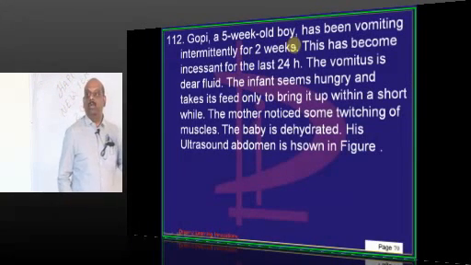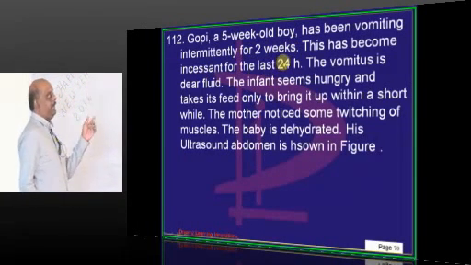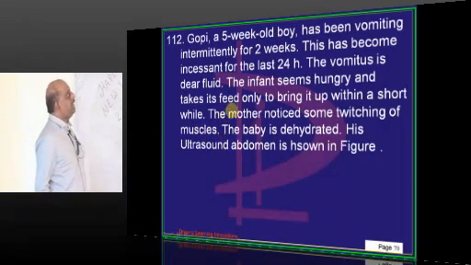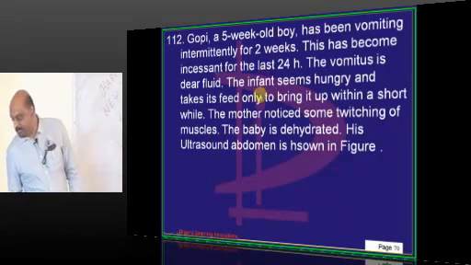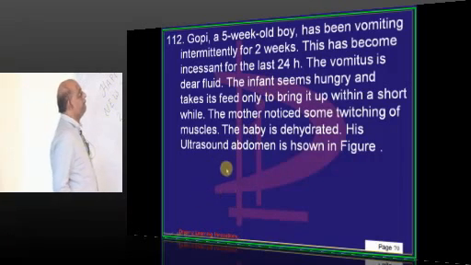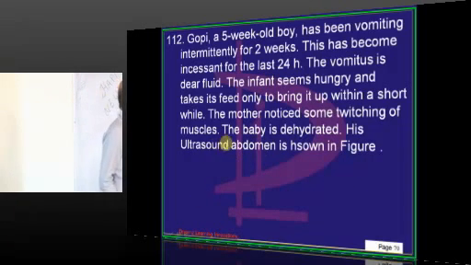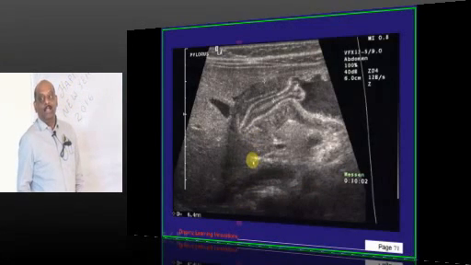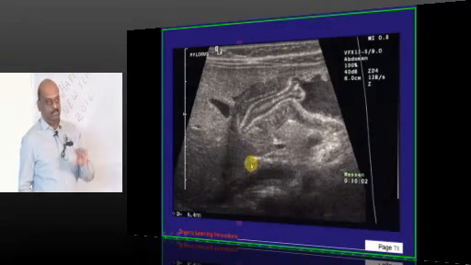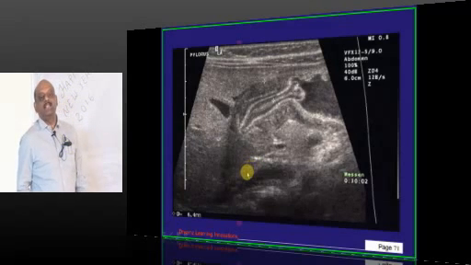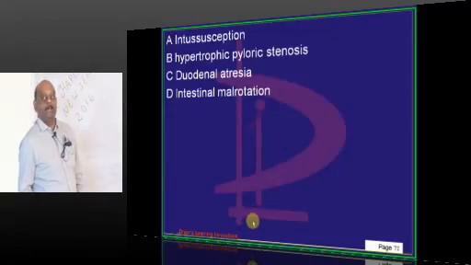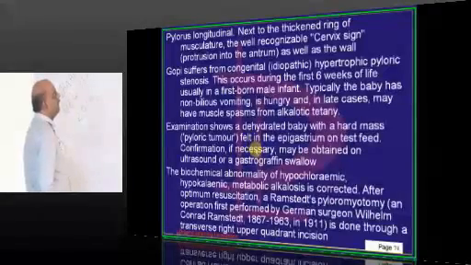Then a 5-week-old boy vomiting intermittently for 2 weeks. This became incessant for the last 24 hours. The mother noticed some twitching of muscles. Baby is dehydrated. Ultrasound abdomen, what is it showing? Thickening of the pyloric part. Which is classically the feature of hypertrophic pyloric stenosis.